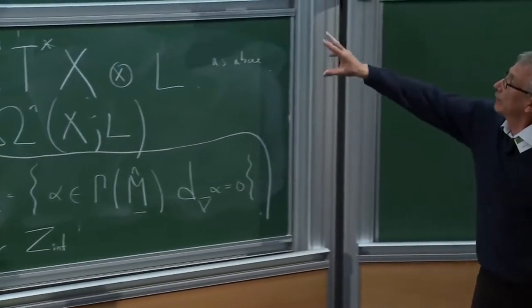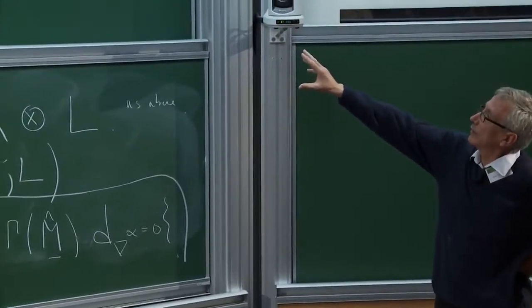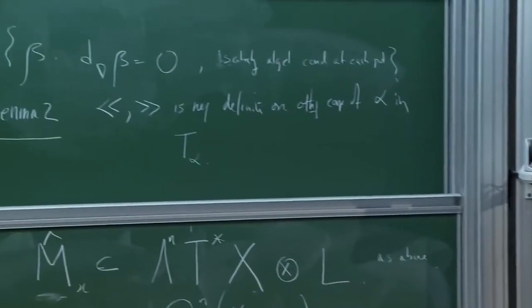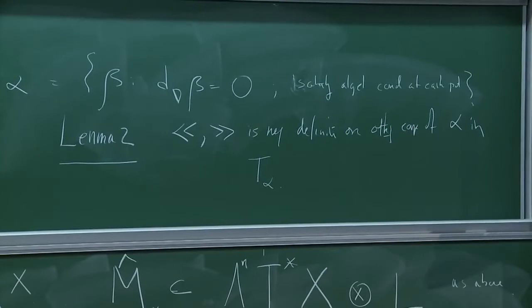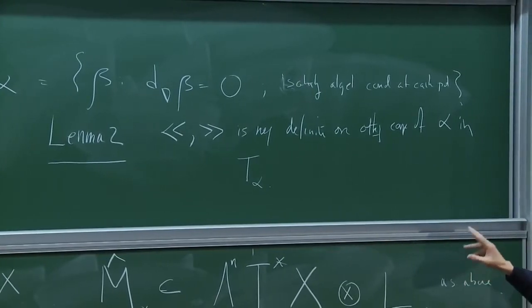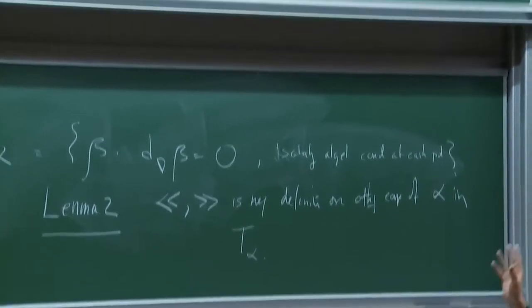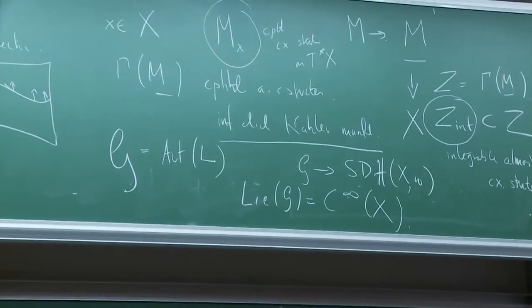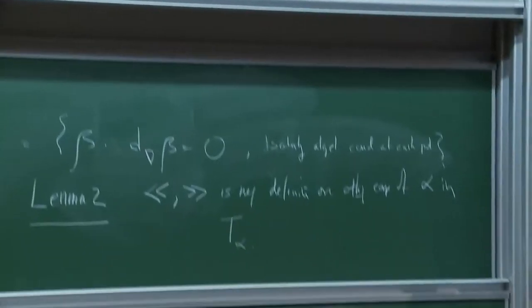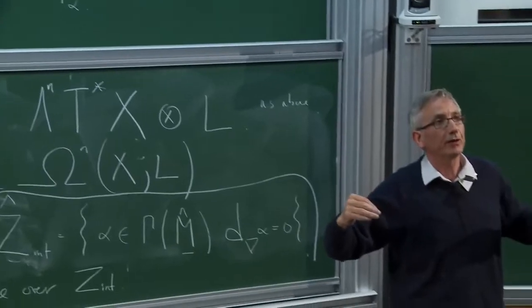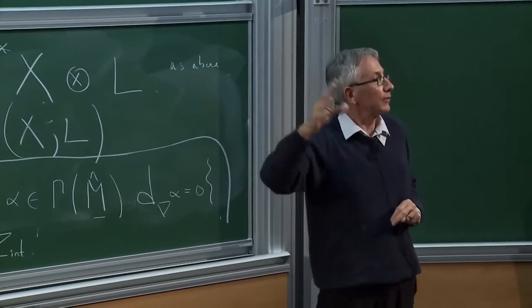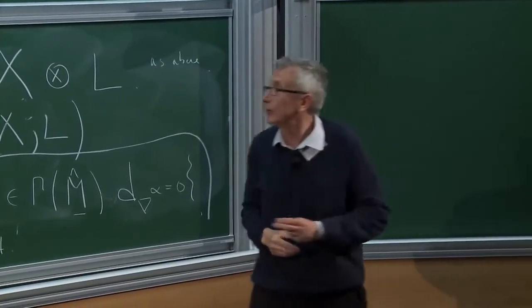So given lemma 2, in just the same way as we've discussed before, this metric on the total space of this C star bundle induces a metric on our space of integrable almost complex structures. Just in the same way as we said before.